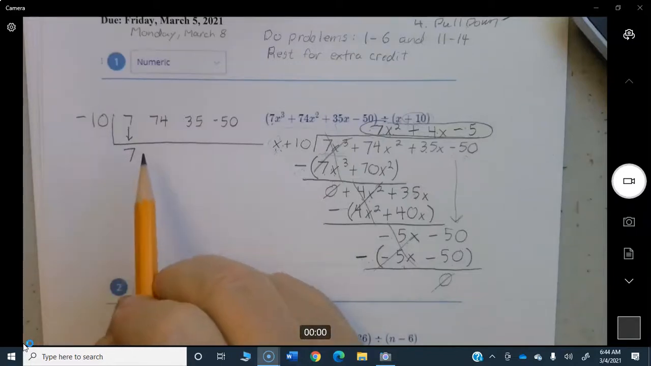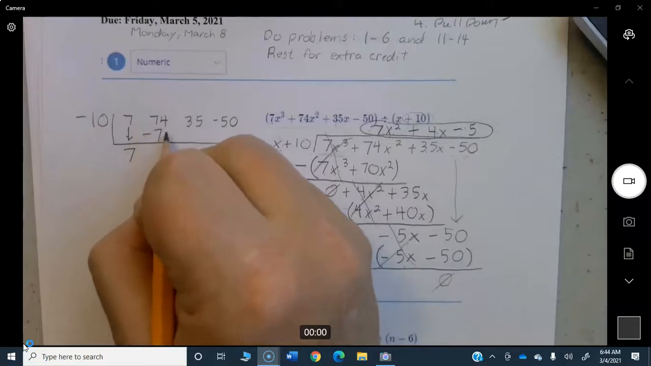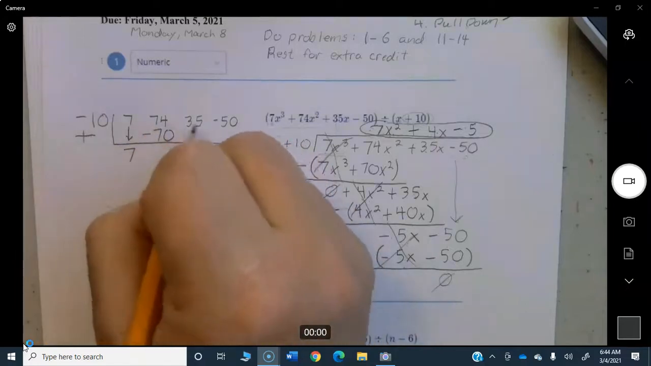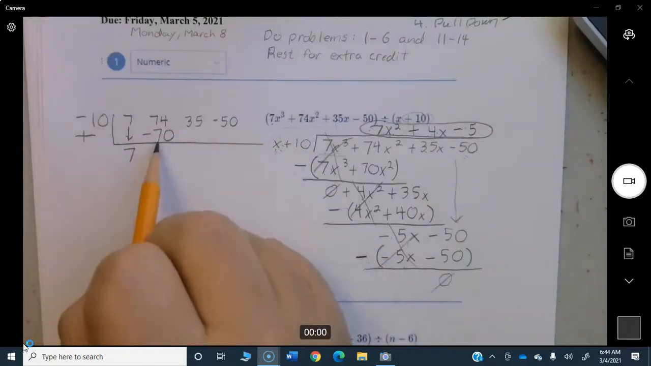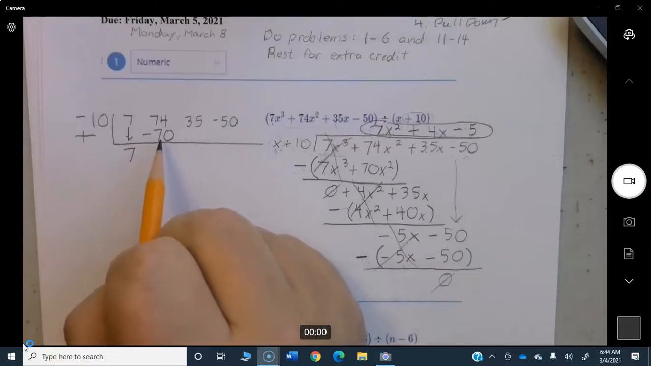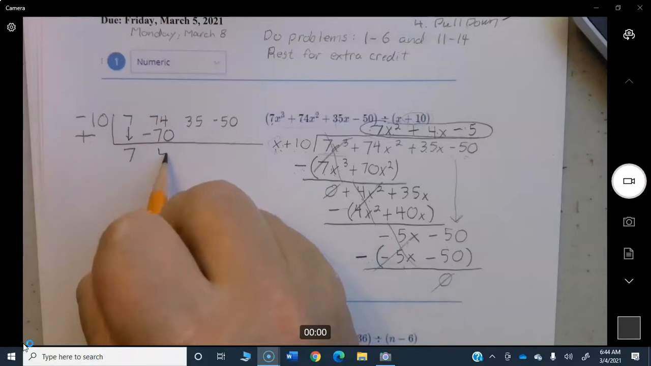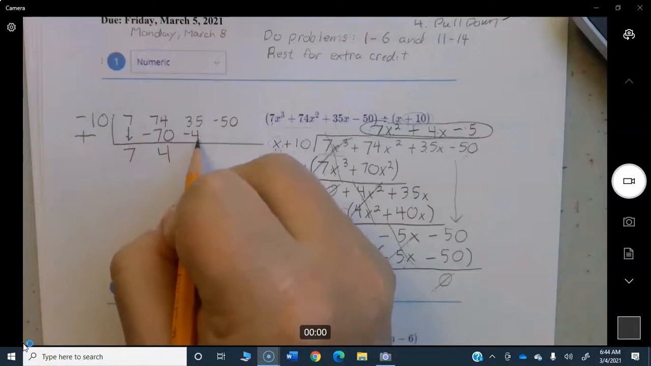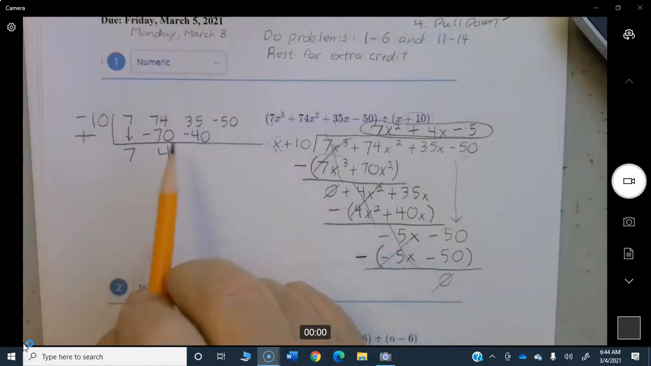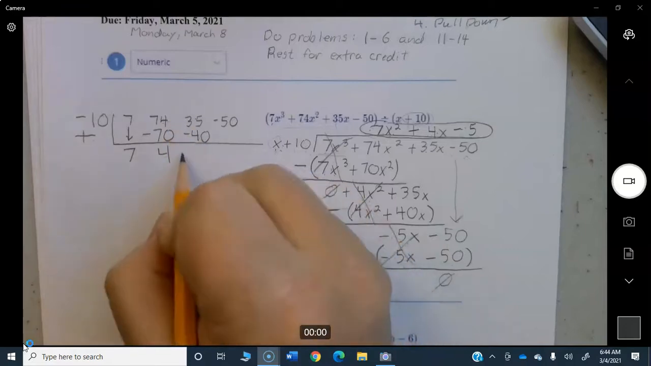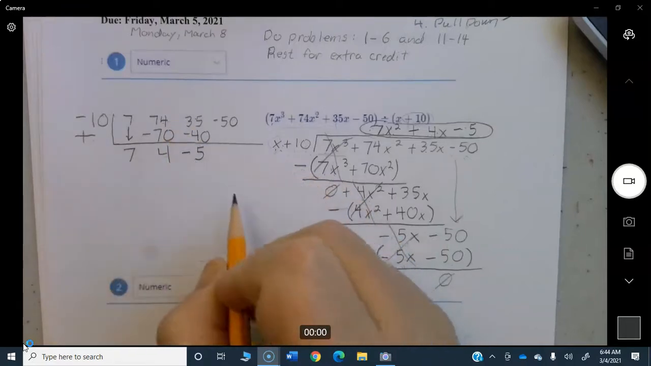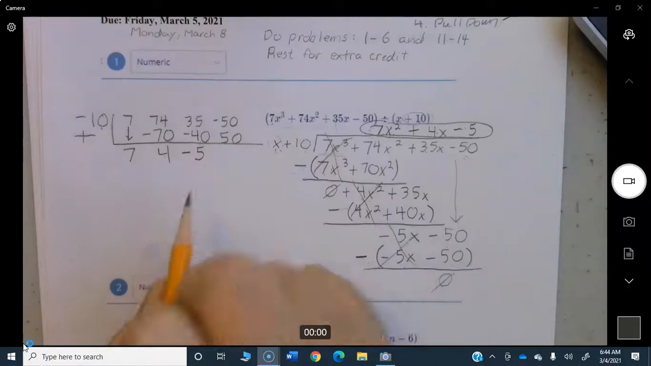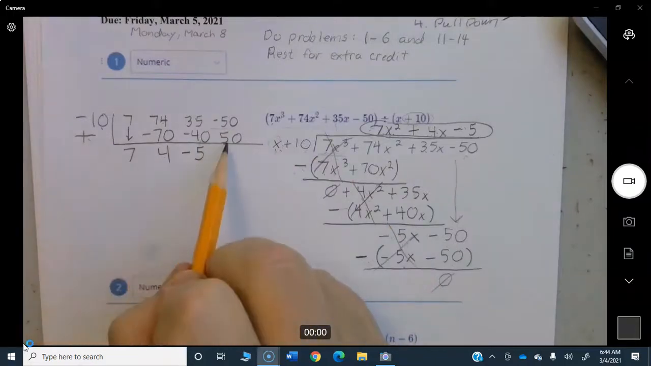Now you're going to multiply negative 10 times 7, and that's going to give you negative 70. And now what you're doing is you're adding. You're going to add everything in this line, these two lines together. So it's 74 plus negative 70, which is effectively 74 minus 70, and that's going to give you 4. Now negative 10 times 4 is negative 40. 35 plus negative 40 is 35 minus 40. That's going to give you negative 5. Negative 10 times negative 5 gives you positive 50. And negative 50 plus 50 is going to give you 0.